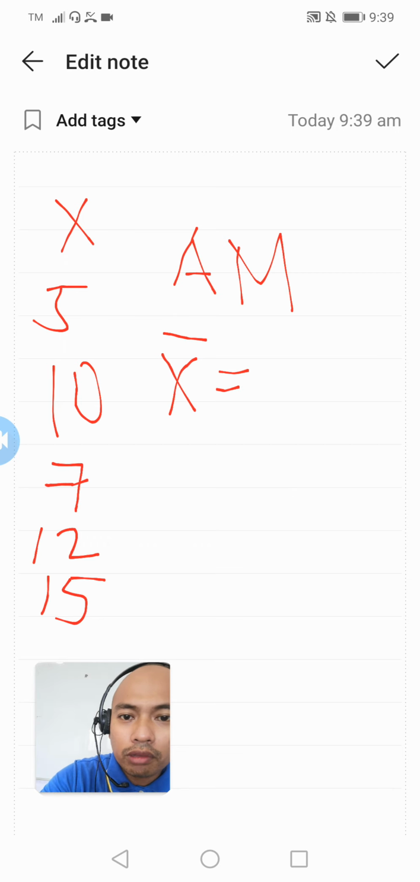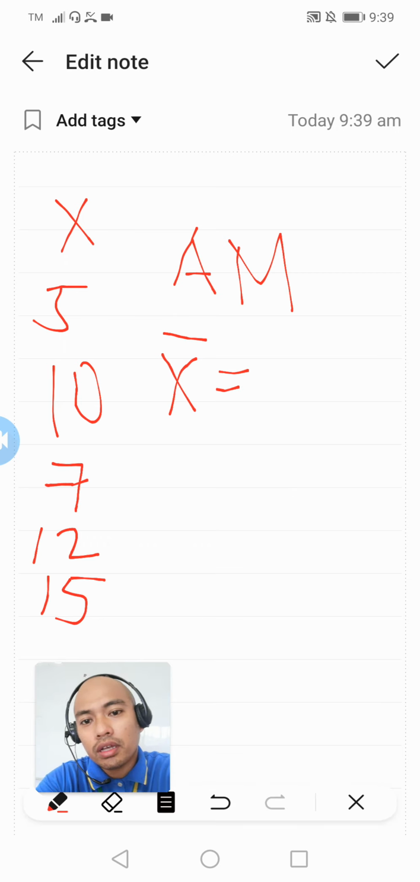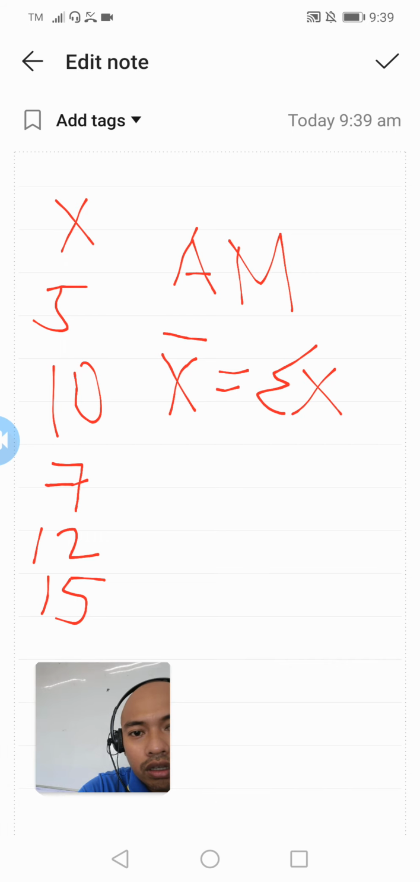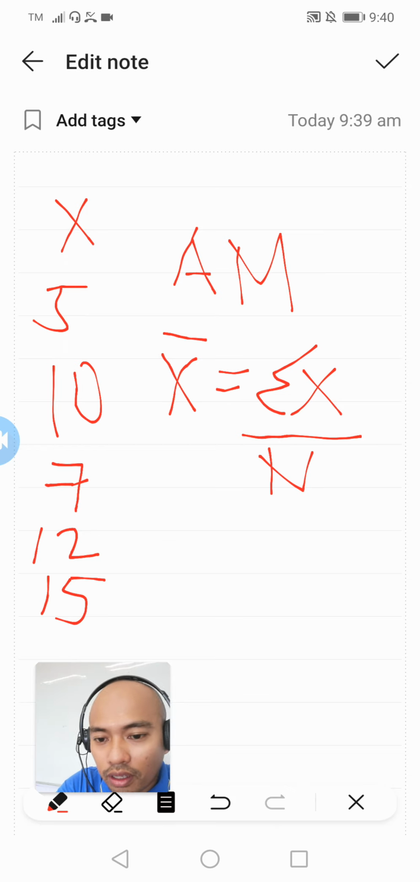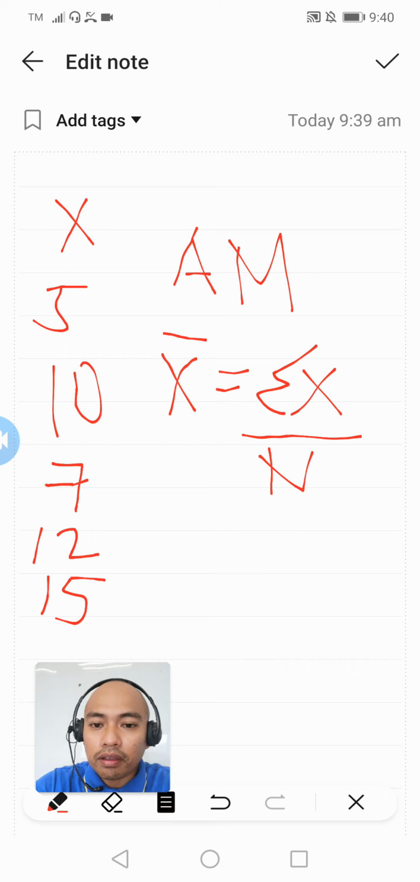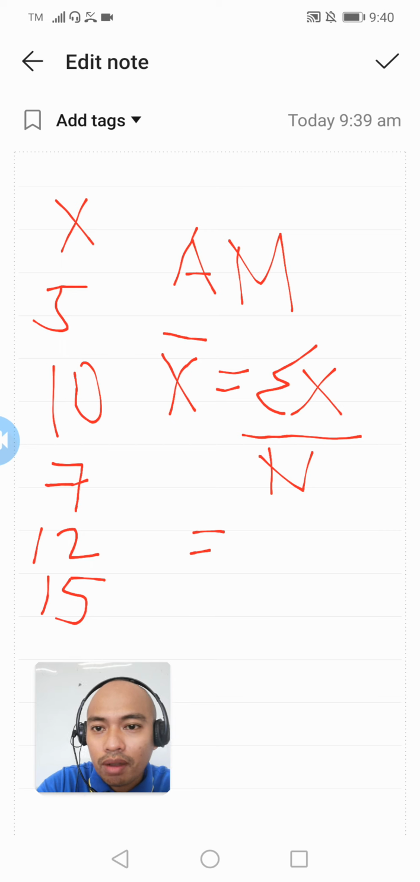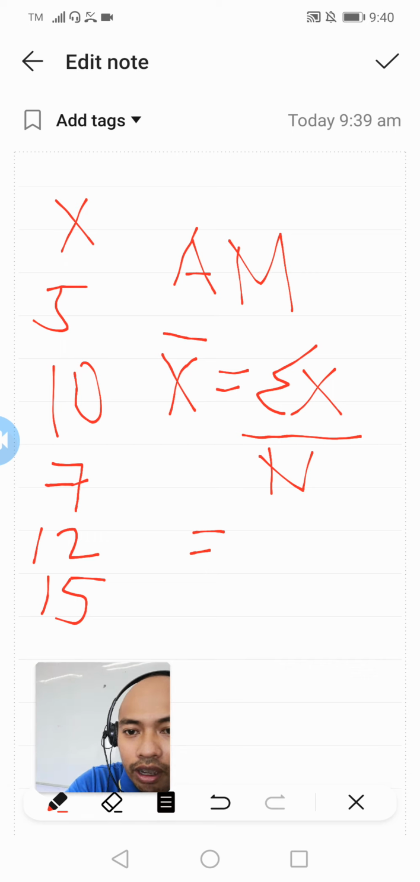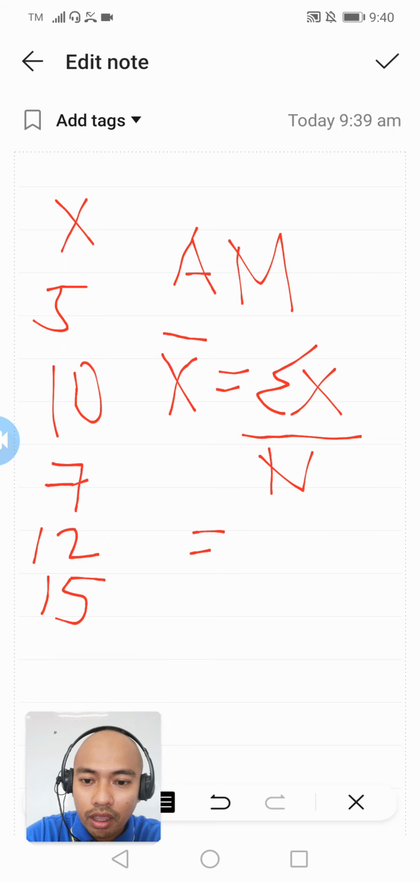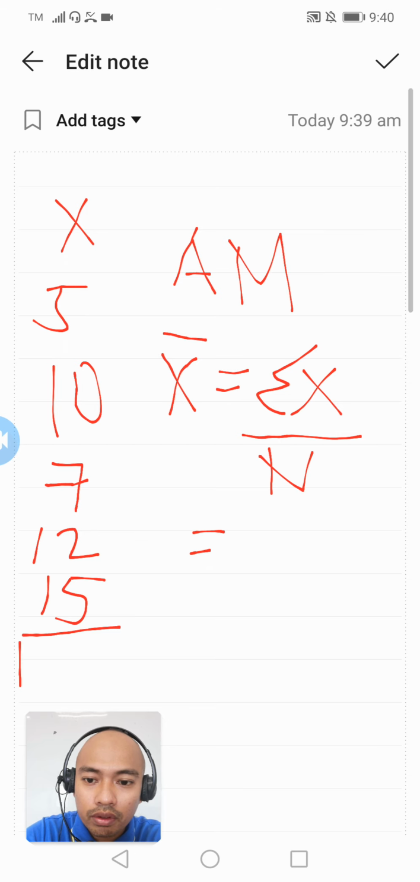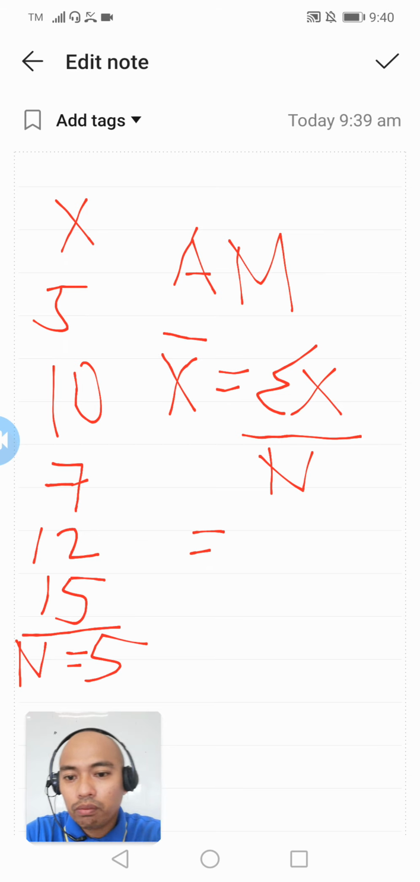So the arithmetic mean is defined as the summation of x over n. This will be the formula of the arithmetic mean. So we need to sum up all these x, 5 plus 10 plus 7 plus 12 plus 15, then divide it by how many of them? Divided by 5. So n here will represent 5.